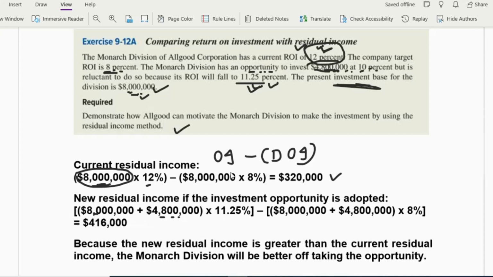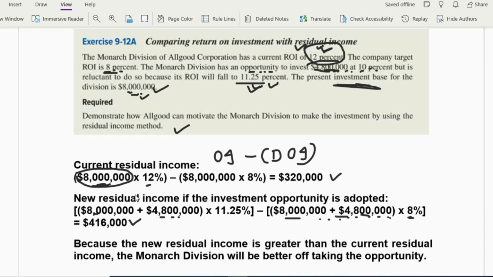After this, minus the desired one. So desired will be, of course, what will be updated operating assets. Operating assets are no longer 808 million, they are 12 million by adding this new investment, and the desired rate is 8%. When you simplify this expression, your residual income becomes 416,000.